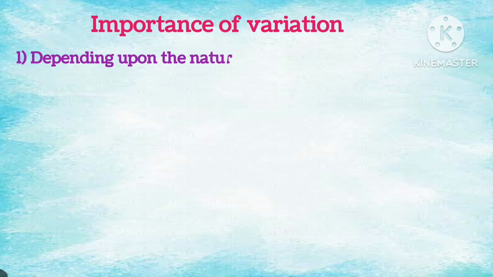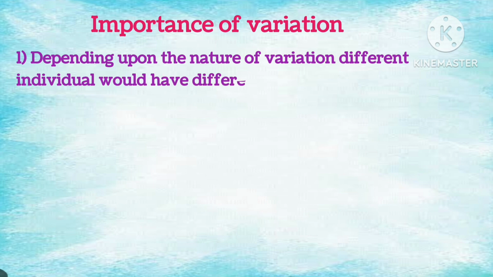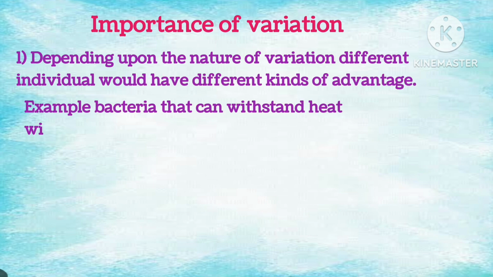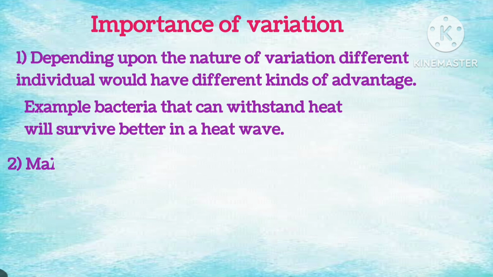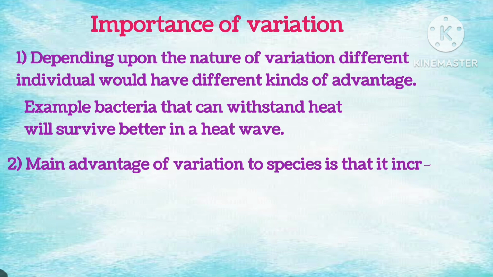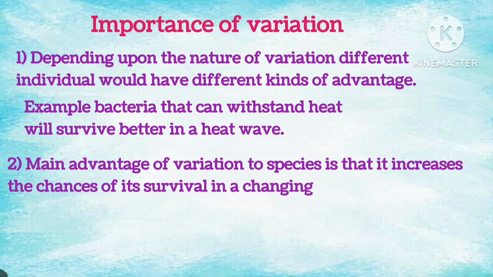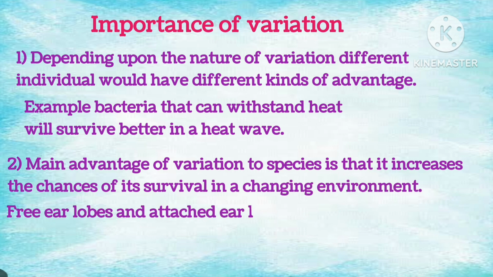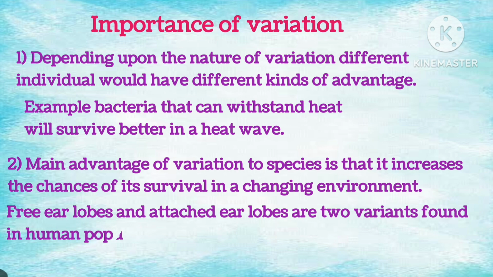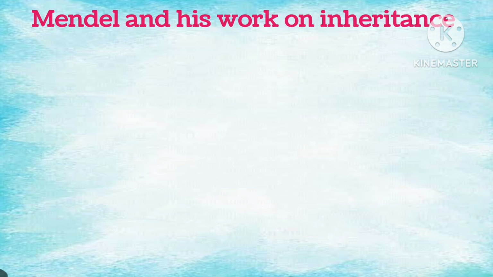Importance of variation. Depending upon the nature of variation, different individuals would have different kinds of advantage. Example, bacteria that can withstand heat will survive better in a heat wave. The main advantage of variation to a species is that it increases the chances of its survival in a changing environment. Like free ear lobes and attached ear lobes are two variants found in the human population.